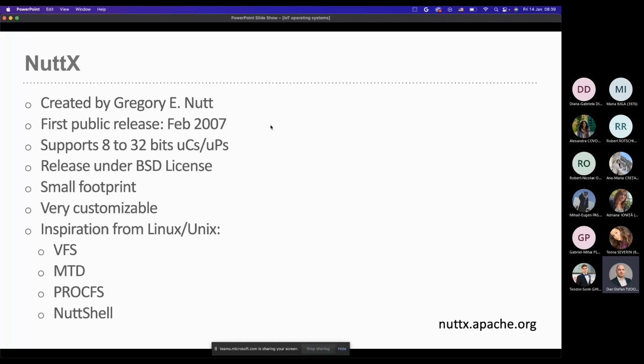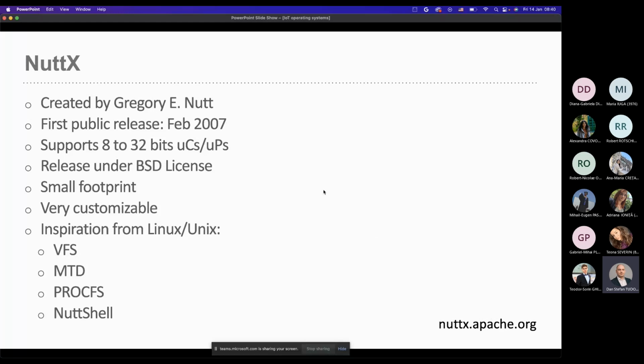even run it on x86 devices. So it's very versatile in terms of supporting microcontrollers or microprocessors. It has a huge number of devices which can actually run NuttX. Usually it's released under a BSD license, and you can find the operating system here. It's part of the Apache project right now, so nuttx.apache.org.